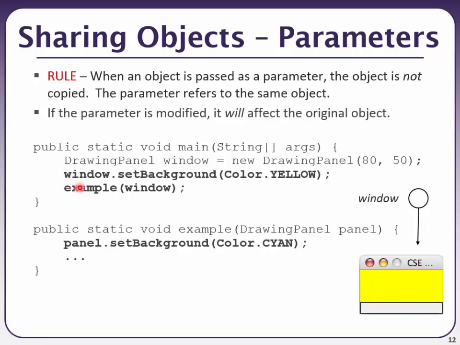And then we call a method that we write ourselves, named example, and we pass as parameter window. What happens? Well, here's the code for that example method, public static void example, takes a reference to a drawing panel. When it gets a reference, so it gets the content of window here. The variable window has a value here, which is a reference. I pass this value, it's assigned to the parameter panel.